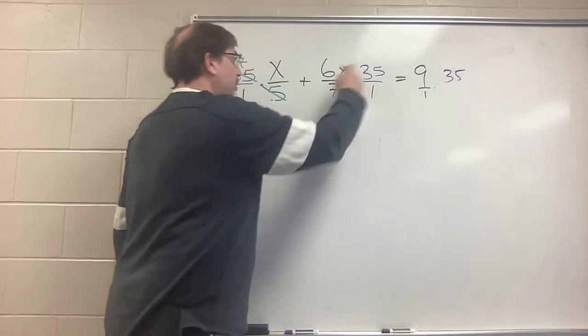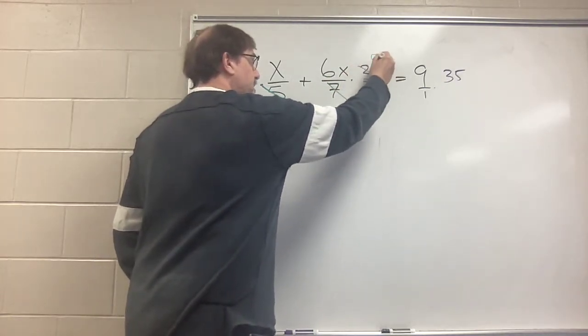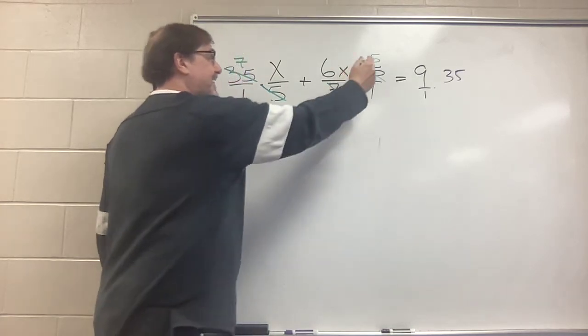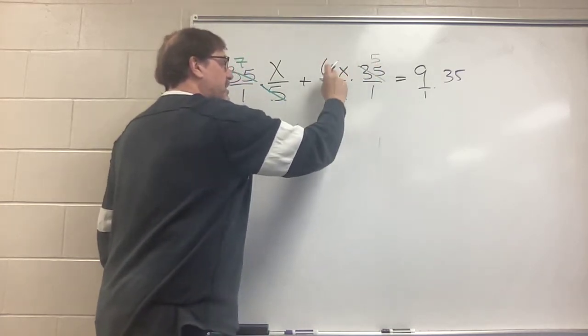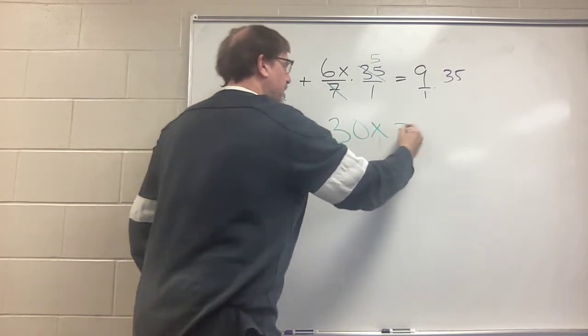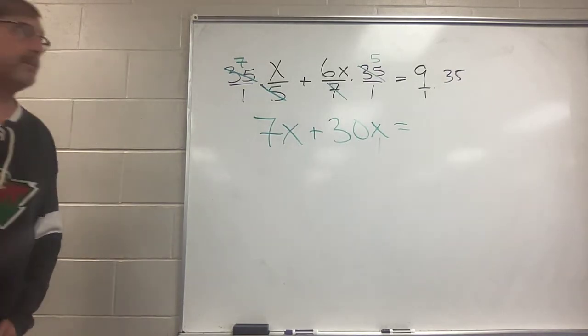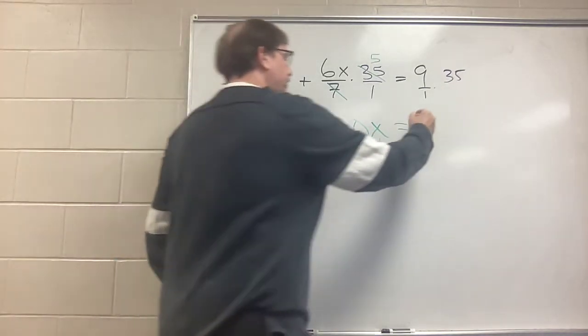Does 7 go into 35? Yes. How many times? 5 times. Right away, let's get away from the messiness. 6 times 5 times x is 30x. I might need somebody with a calculator to help me out. 9 times 35, 315.